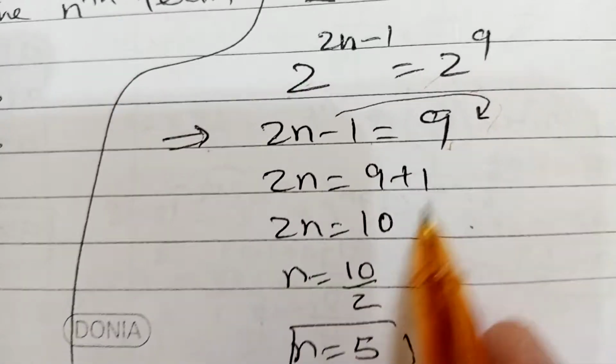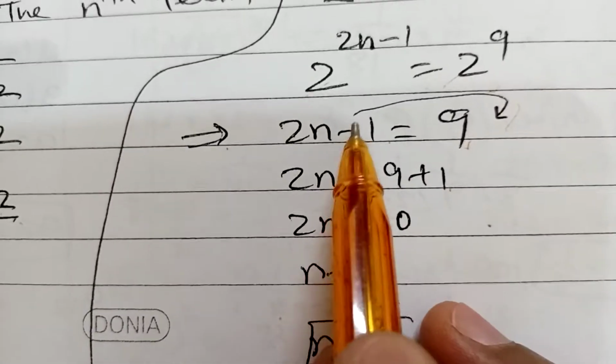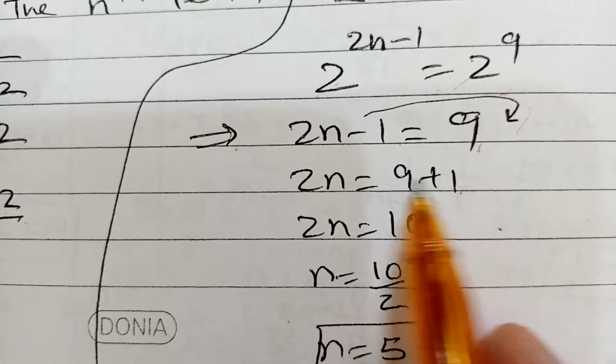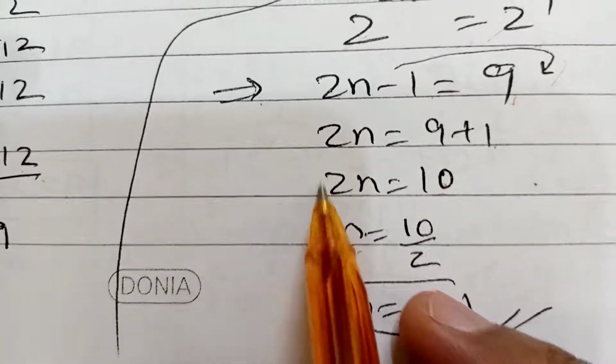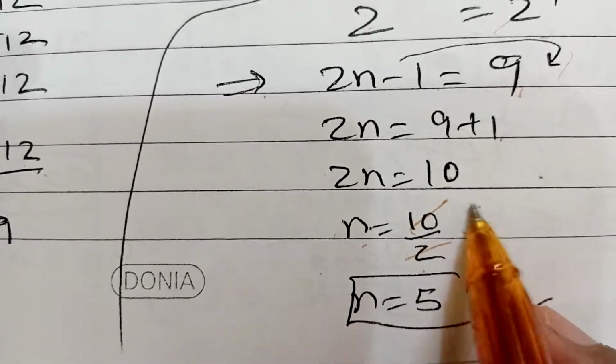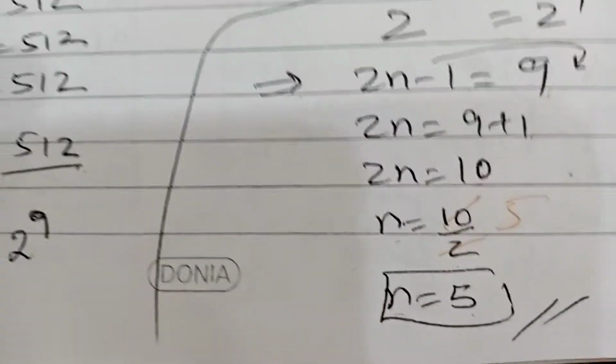Send minus 1 there, it becomes plus 1. 9 plus 1, 10. So n is equal to 10 by 2. 2 fives are 10. n is equal to 5. Okay.